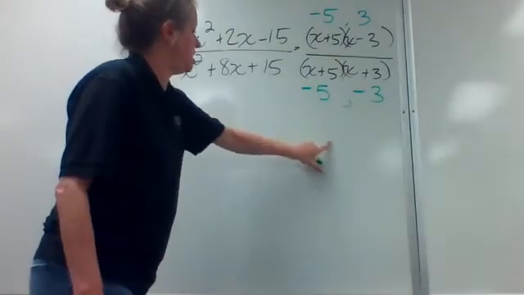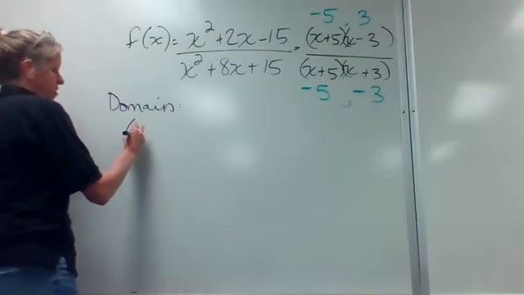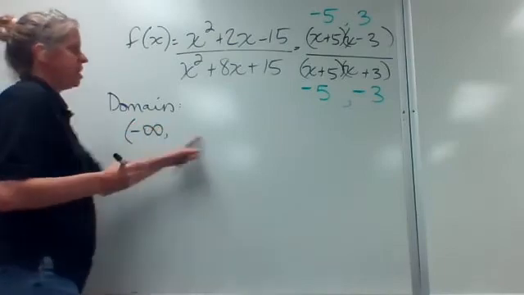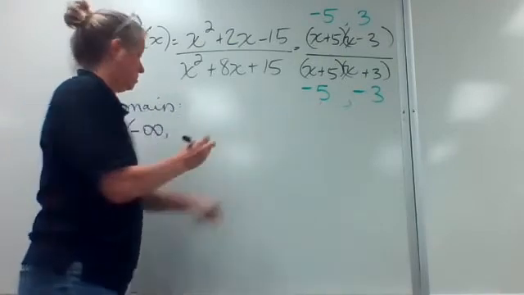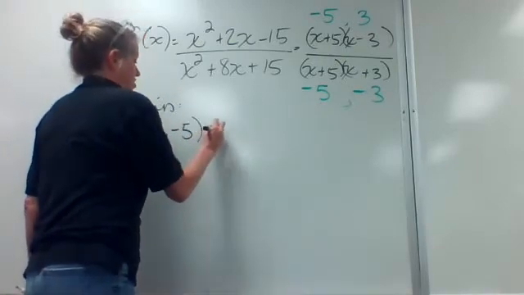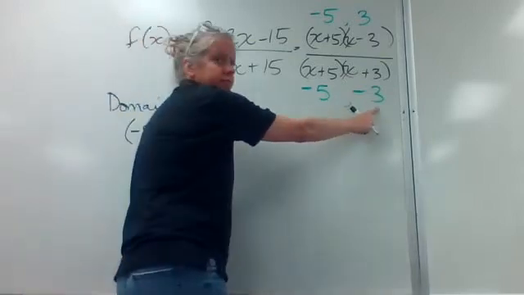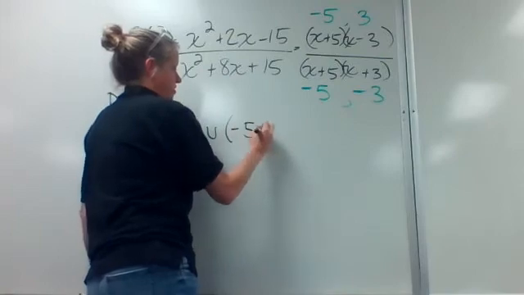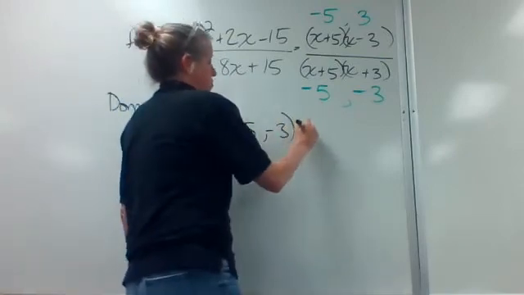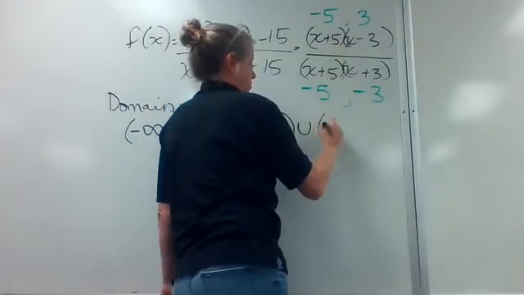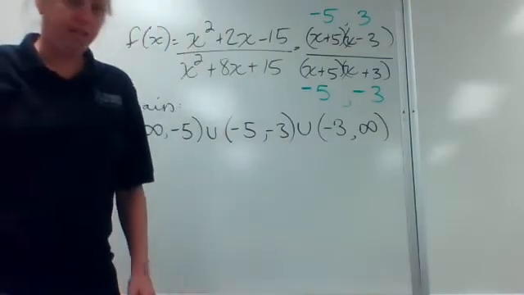All right, the domain in interval notation. Where does the domain start? Negative infinity until it gets to negative 5. In union with what would be the middle interval? Right, negative 5 to negative 3. And what will be the other interval? Negative 3 to infinity.